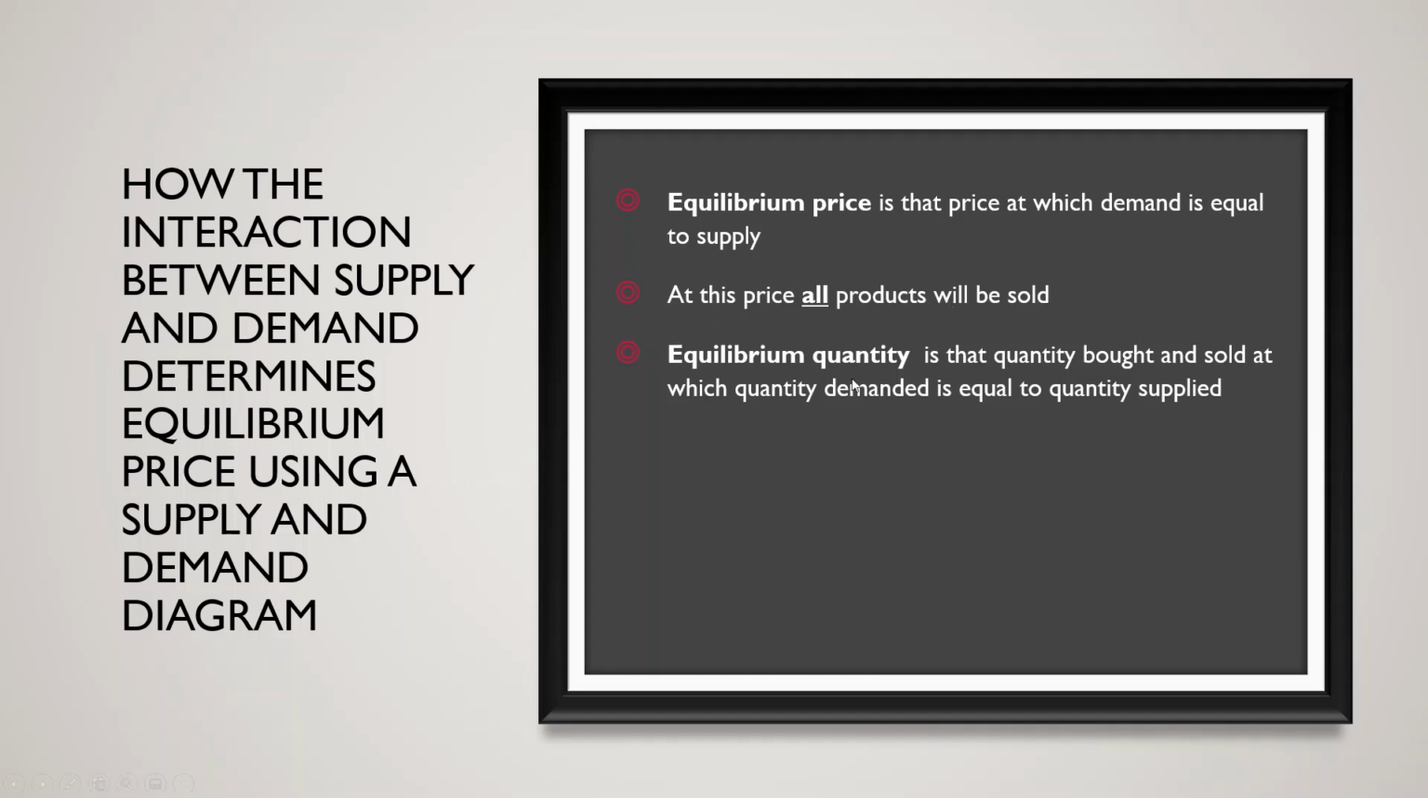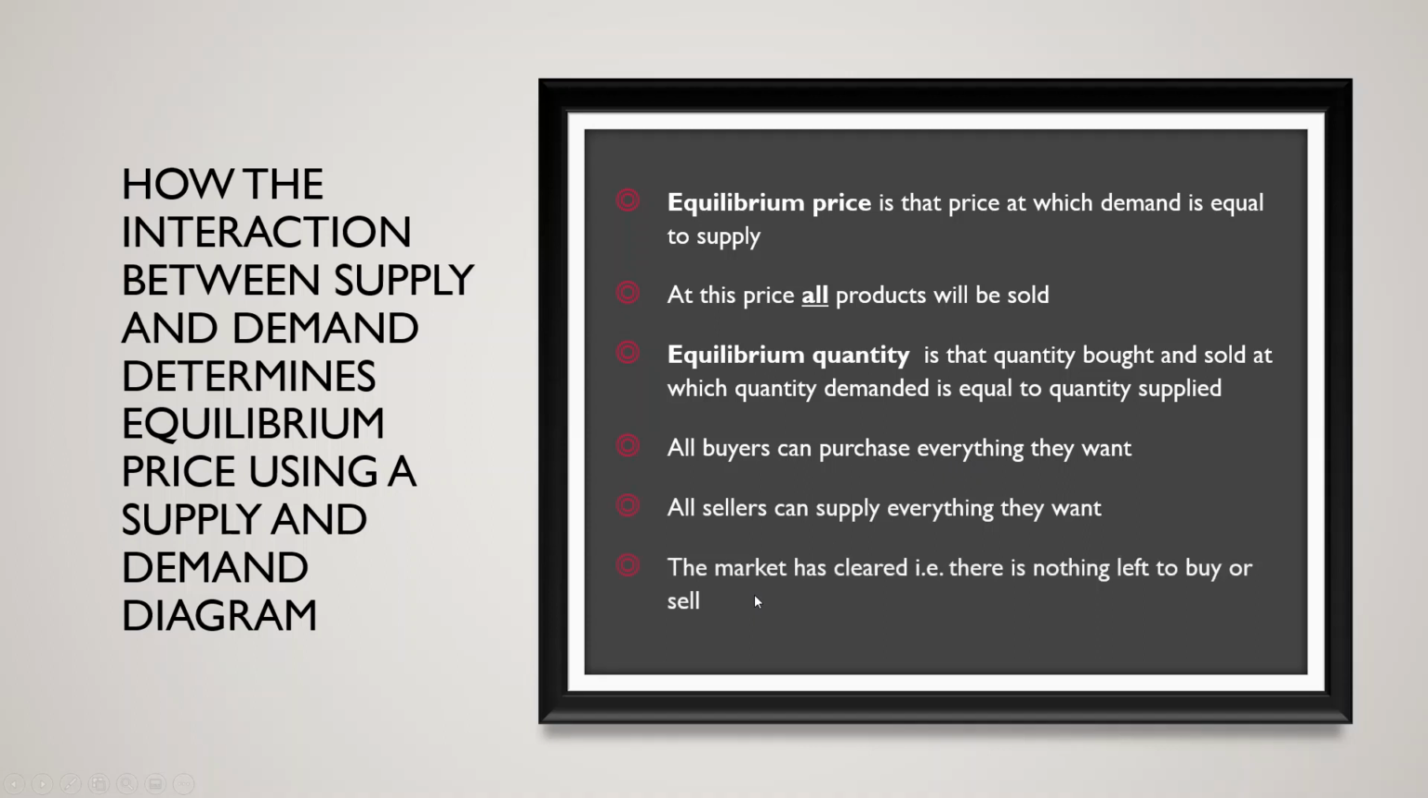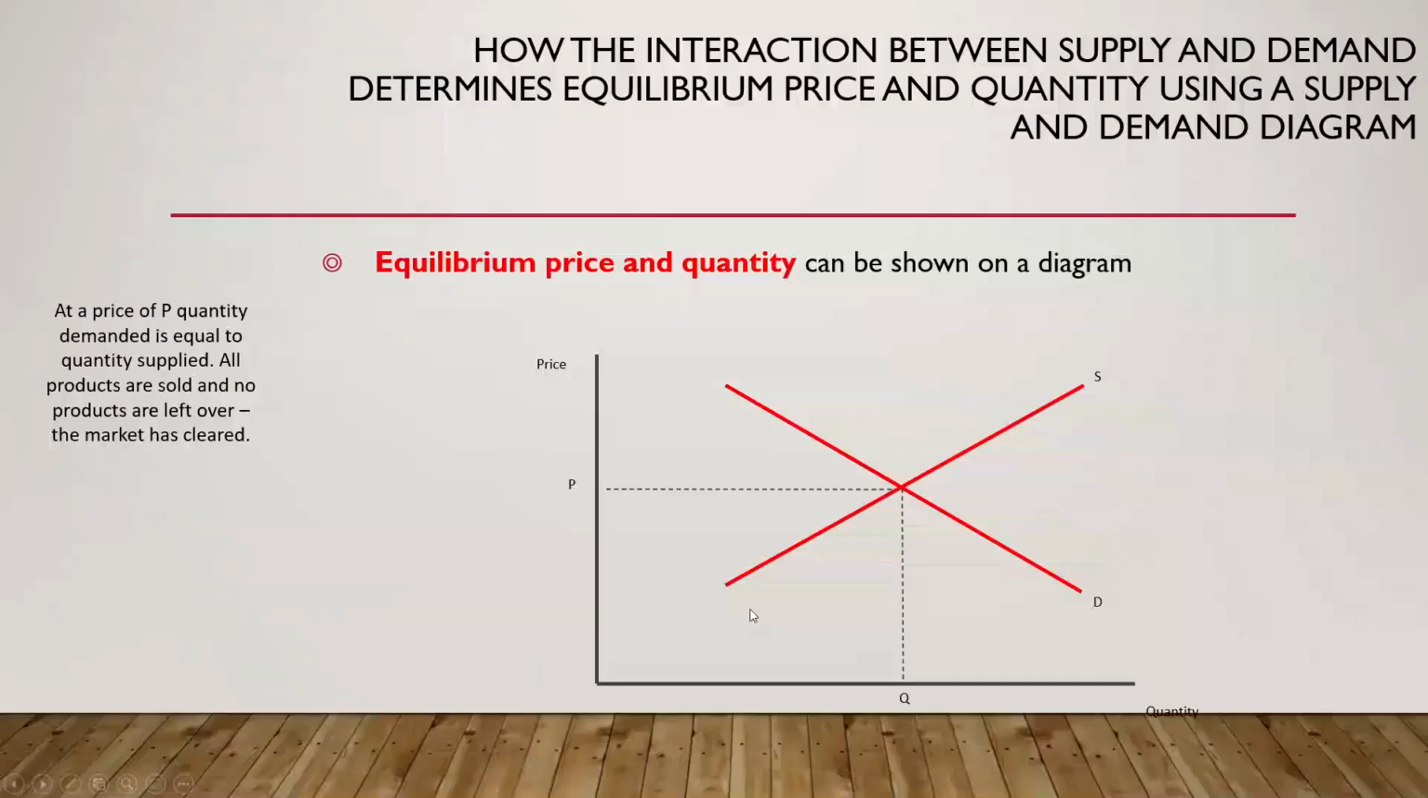It comes from this: all buyers can purchase everything they want, and all sellers can supply everything they want. The market has cleared, there is nothing left to buy or sell. And it is important to remember that it will be at this point that the firms will be able to optimize their profits. Now, equilibrium price and quantity you can see on the diagram.